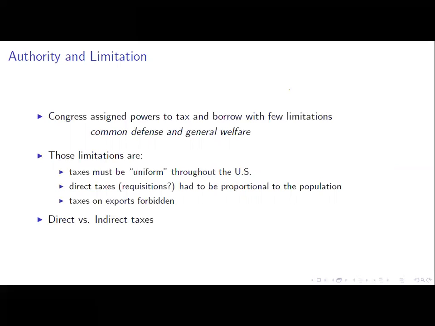Now, there are some limitations. Taxes have to be uniform across the states. And there's going to be a big discussion about what a direct tax is. What does the phrase direct tax mean? Was it a poll tax? And in particular, is an income tax a direct tax or an indirect tax? Direct taxes had to be in proportion to the population. Sounds a lot like a poll tax or requisition. So this is going to end up getting clarified, the question about whether the income tax is a direct tax or not. There's going to be a debate on that.